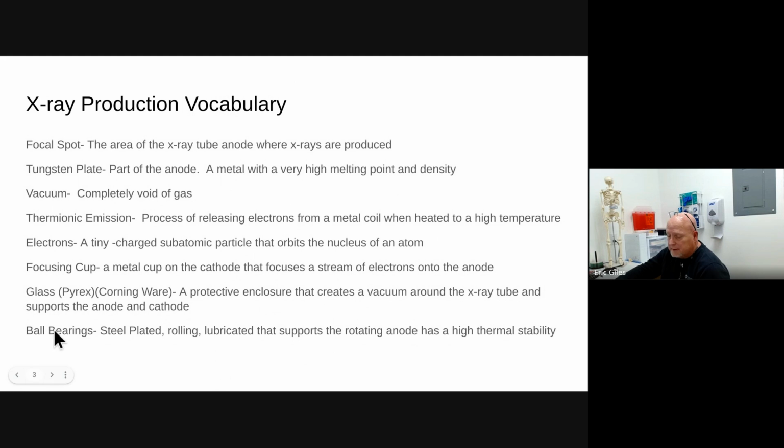Ball bearings, we'll talk about those. They're steel plated, rolling, lubricated, that supports the rotating anode and has a high thermal stability.